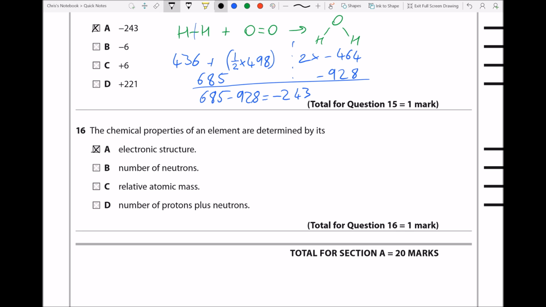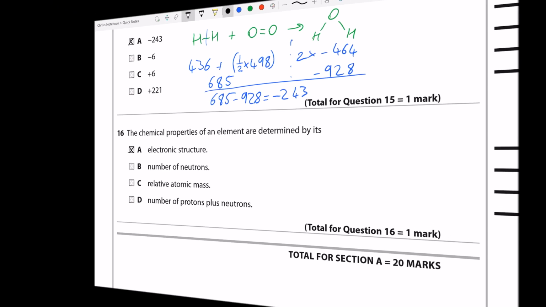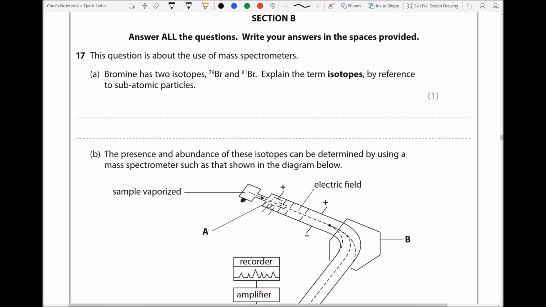So there we have it. That's the end of the first 16 questions and the end of section A. So now we're going to have a look at the next question and section B. Okay, so this is question 17, section B.